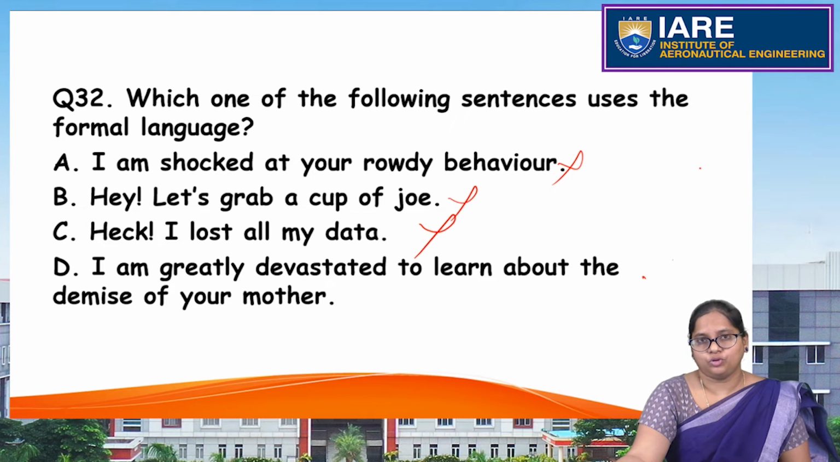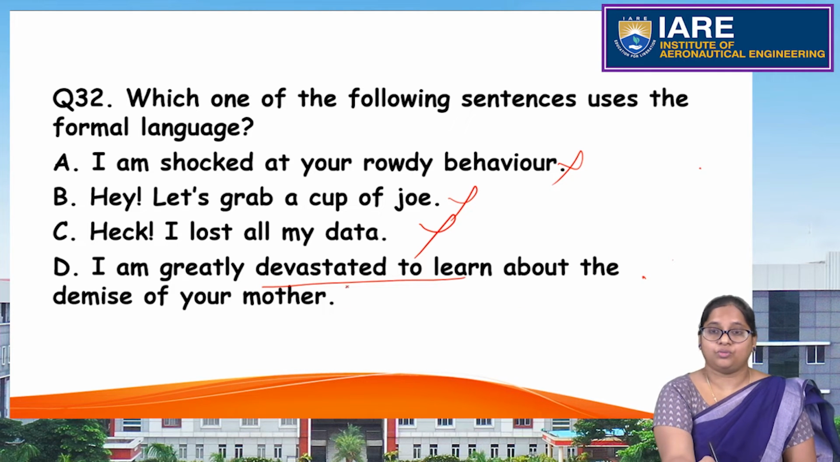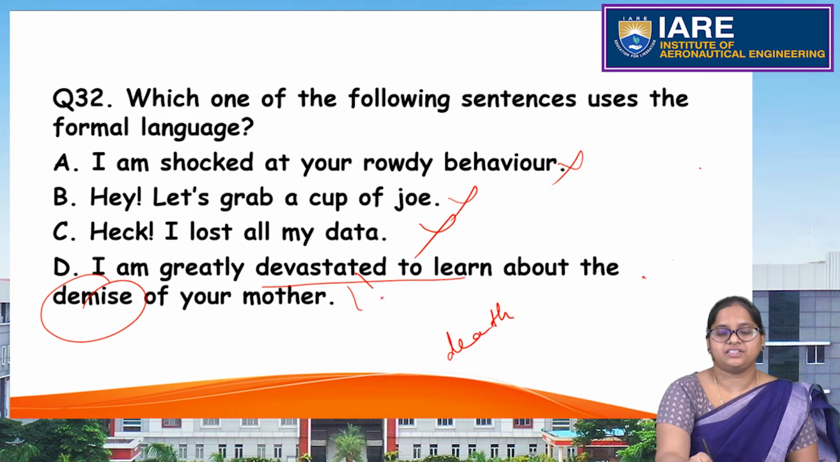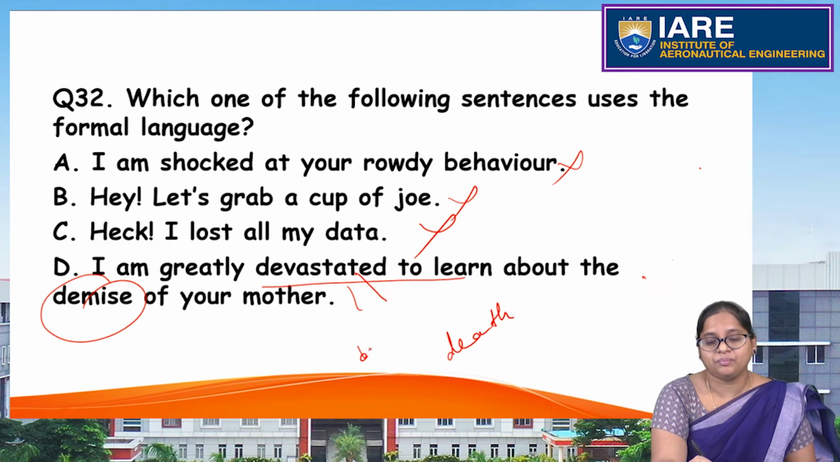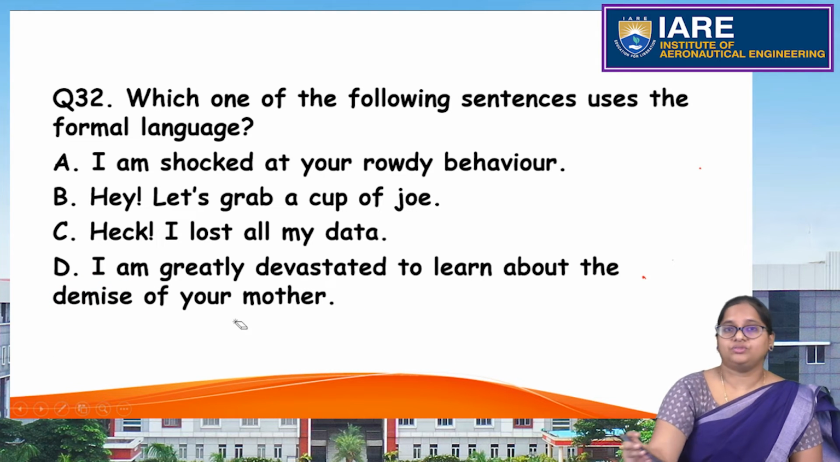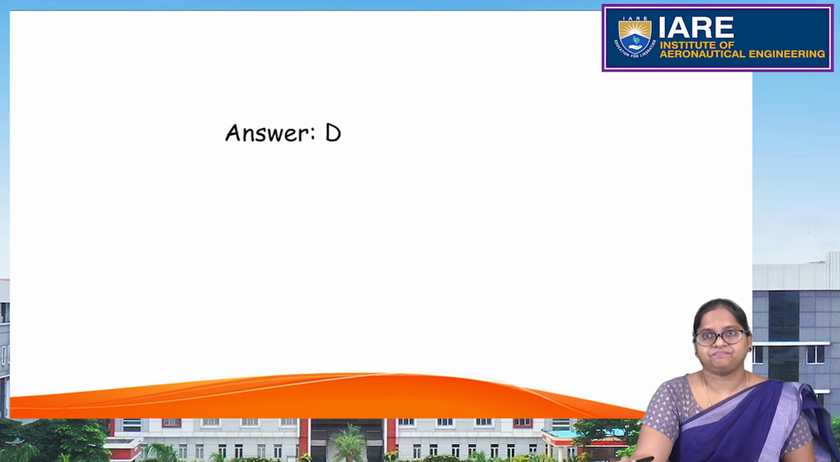Now look at the fourth one. "I'm greatly devastated to learn about the demise of your mother." Greatly devastated. So this is another formal vocabulary, about the demise, or death. The person is devastated, that means shattered or depressed, right? You're down, you're depressed, you're sad, almost collapsed mentally. So that is the sense of it. Obviously, you can go with option D because it makes use of serious words. Even the tone matters. The tone should be serious.